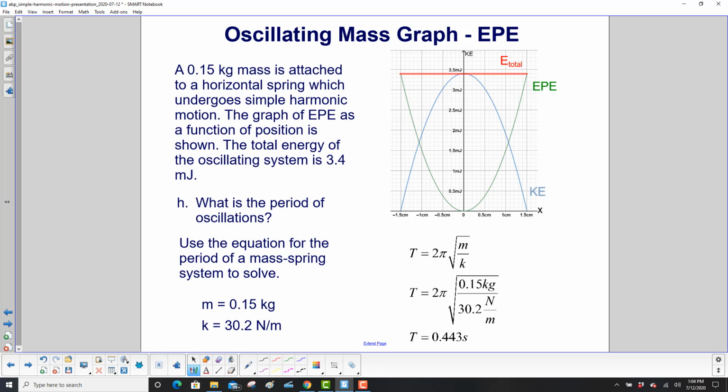And finally, find the period of oscillations, and we just use our 2 pi times the square root of m over k equation. We have the mass in kilograms, we have k that we found, divide them, make sure you take the square root, and we get a period of 0.443 seconds.